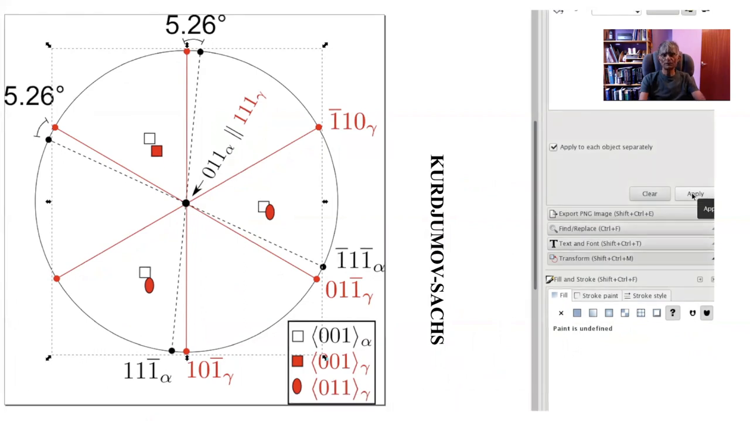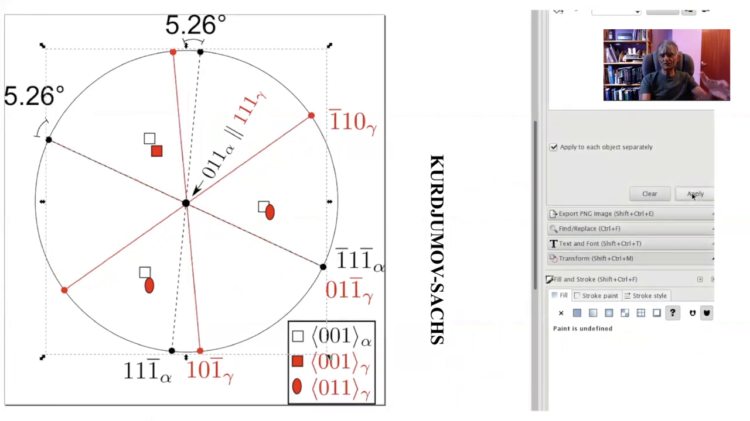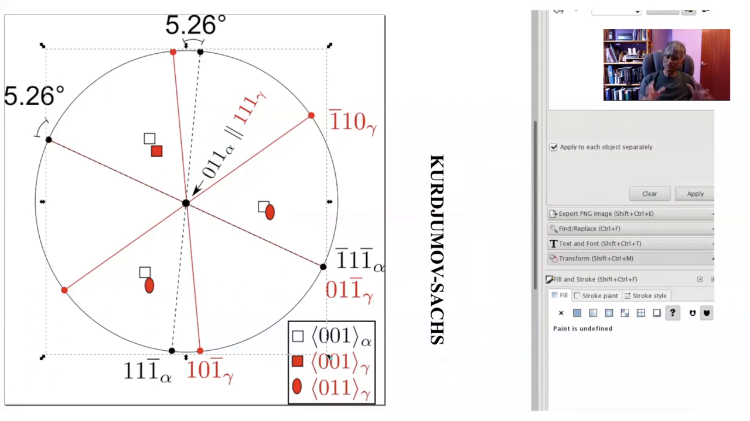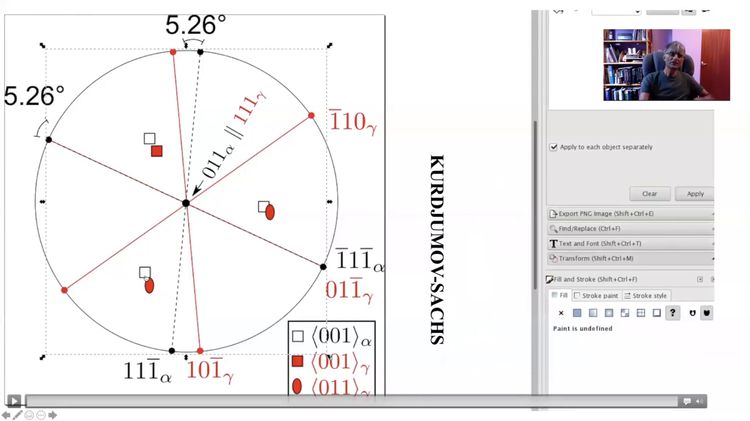So what we are going to do is to rotate by 5.26 degrees relative to the Nishiyama-Wasserman orientation, and these become exactly coincident. That angle becomes 10.51. So these two orientation relationships are not that different, okay? And once again, in the middle, you can see the Bain type orientation, but not exactly.